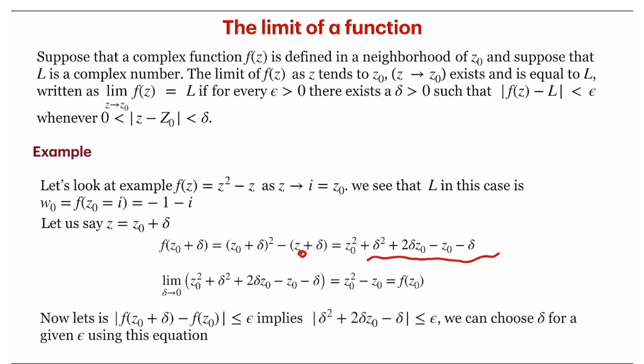Now let's say that |f of z0 plus delta minus f of z0| is less than epsilon, for some arbitrary epsilon. Then we can always construct a delta satisfying this condition. If you choose the delta satisfying this condition, then for every epsilon there is a delta with which z would be close to z0 within radius delta.